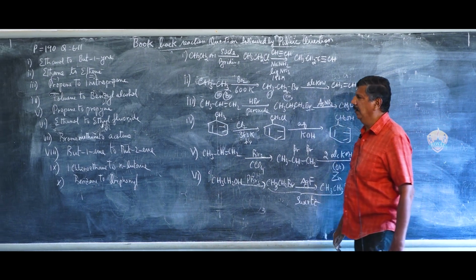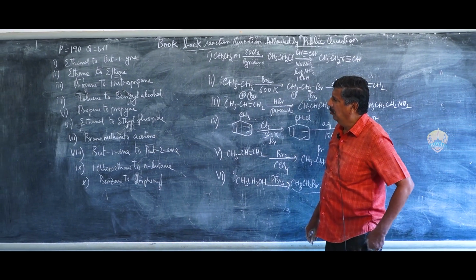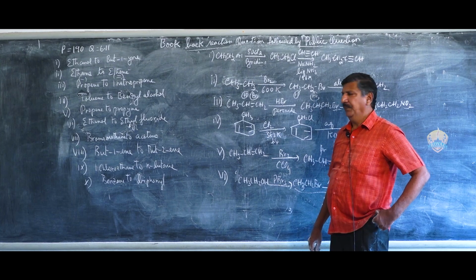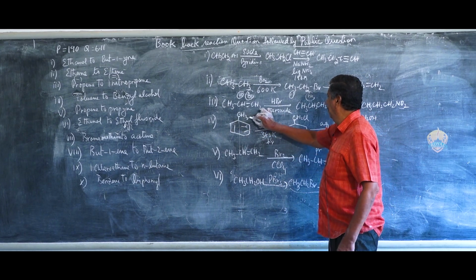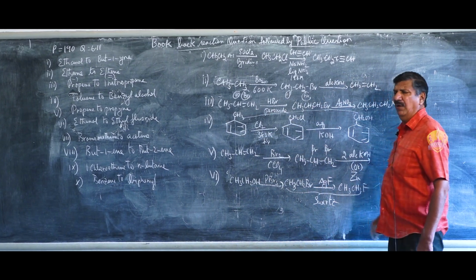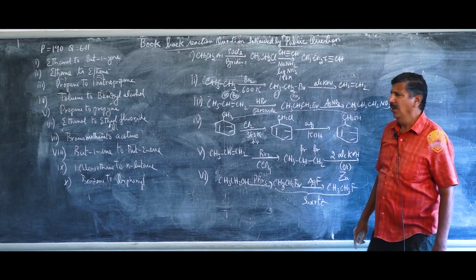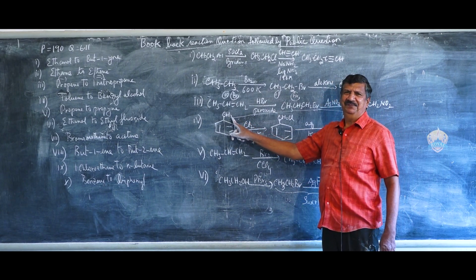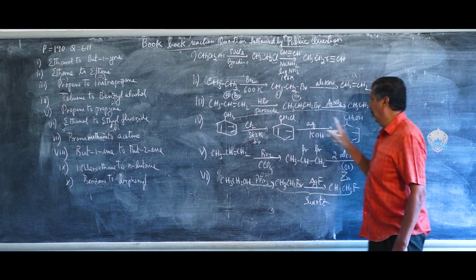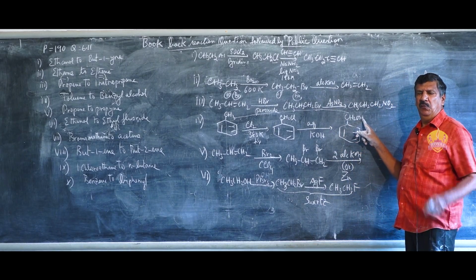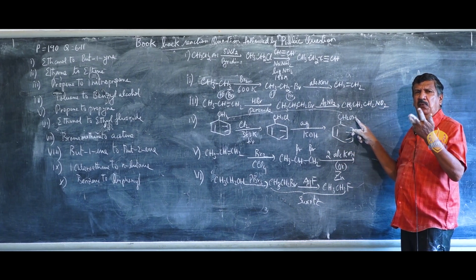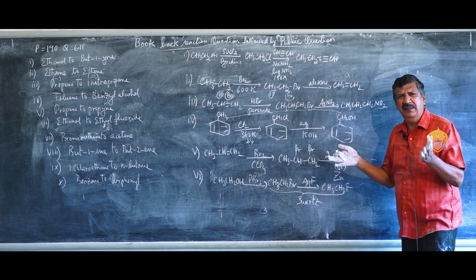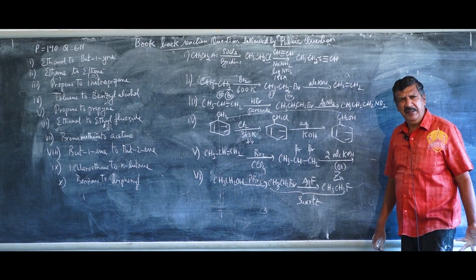Okay, next one. Toluene to benzyl alcohol. You see this compound, toluene to benzyl alcohol. How does it occur? One H is replaced by an OH, but it cannot be done directly. So what do we have to do?